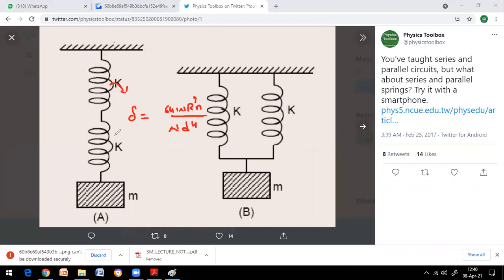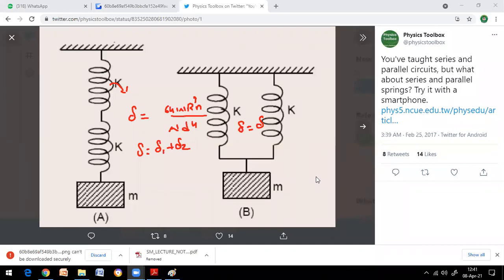But now when the springs are connected in series, the deflection will be the summation of delta 1 plus delta 2, whereas in parallel the deflection will be the same. So you need to understand it clearly. Clear? Did everyone understand?